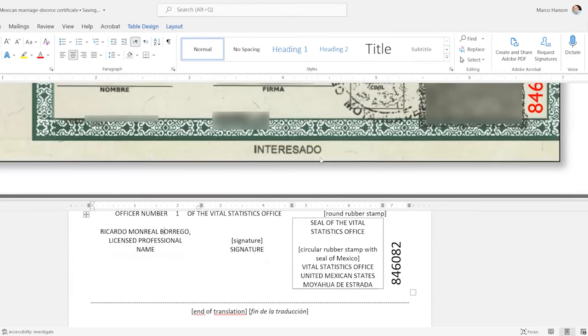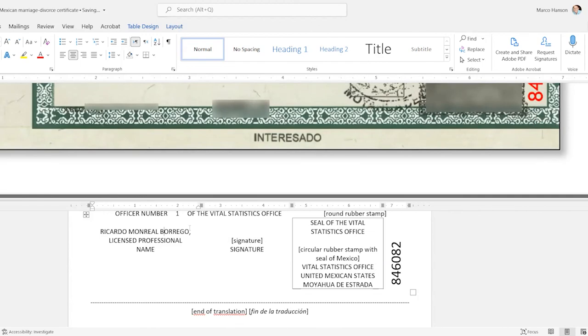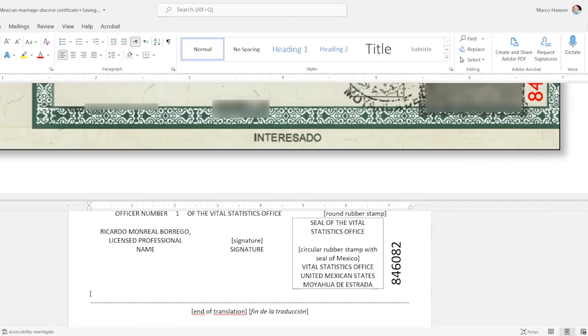Yeah. And then down in the bottom, there's a number here that I can't read. In the lower left corner, there's a number that's illegible because of the decorative frame around it. I can tell it's a number, though, so I'll just put illegible number. And then the word interesado. And I've gone back and forth on interesado.